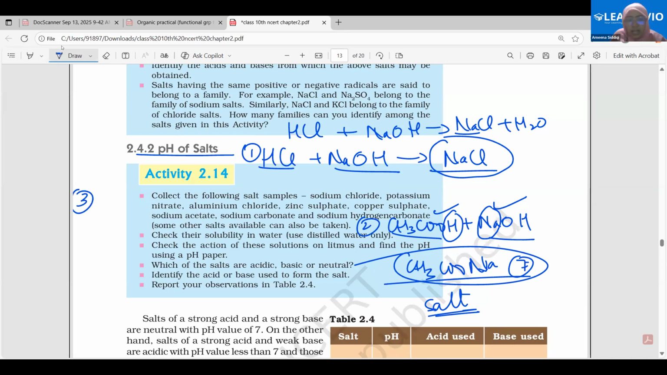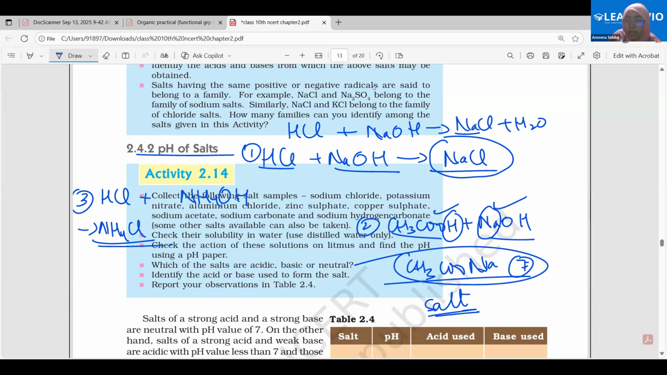Let's say I have HCl, and then I have ammonium hydroxide. Ammonium hydroxide is not a very strong base. HCl we know is a very strong acid. What's the salt that we are getting here? Ammonium chloride.